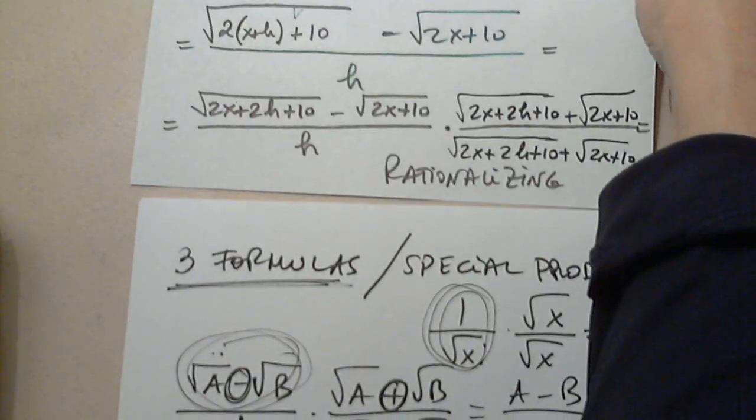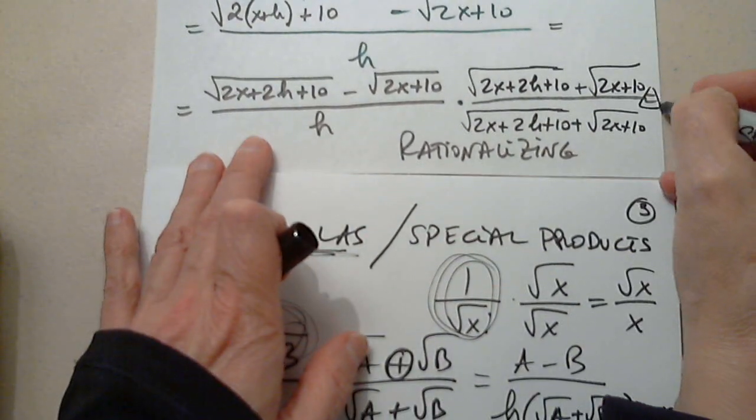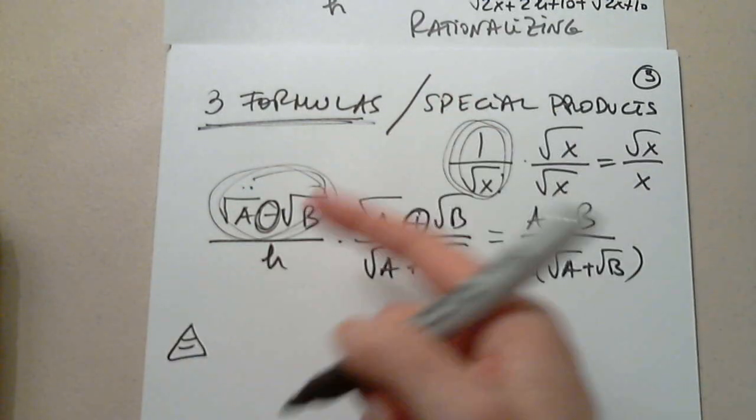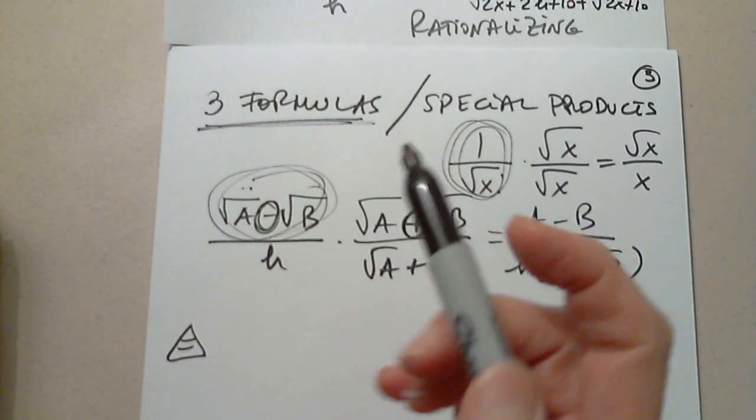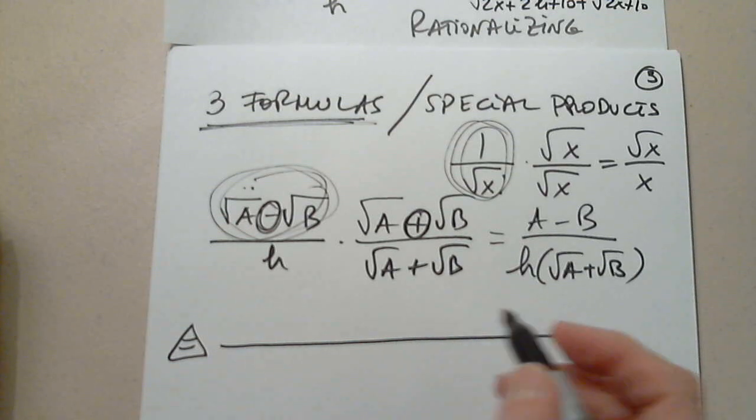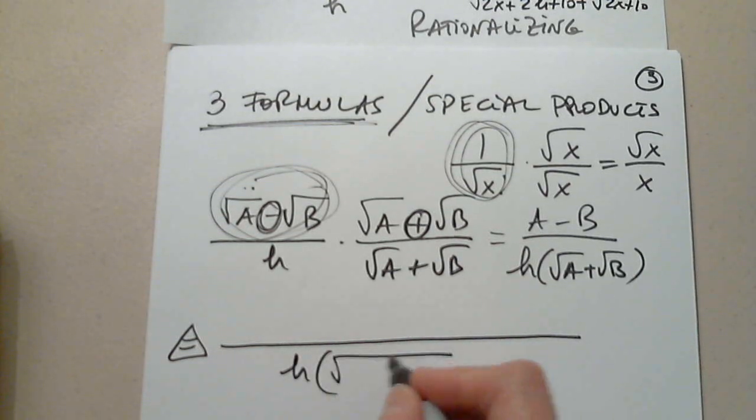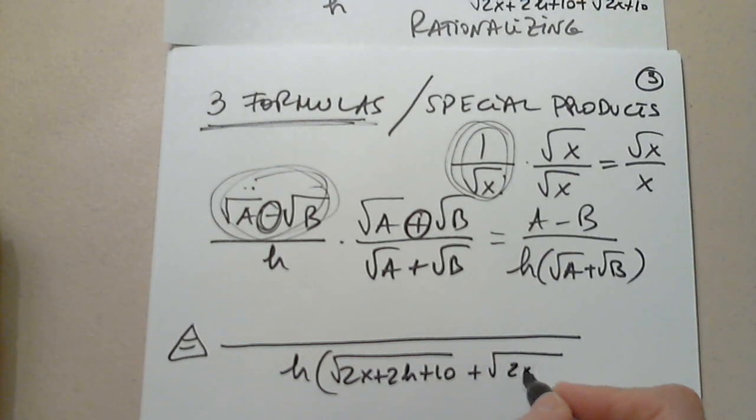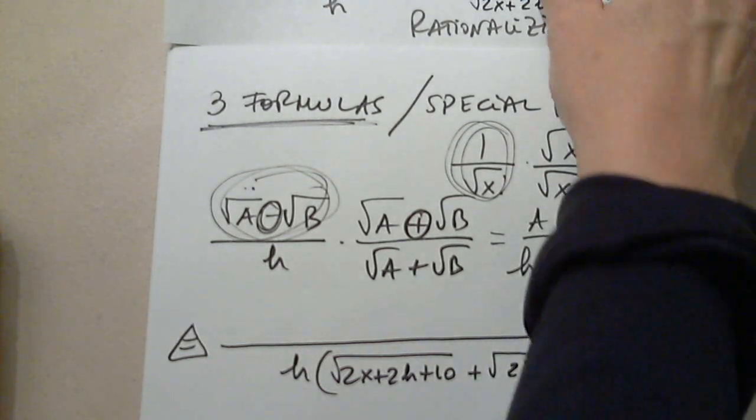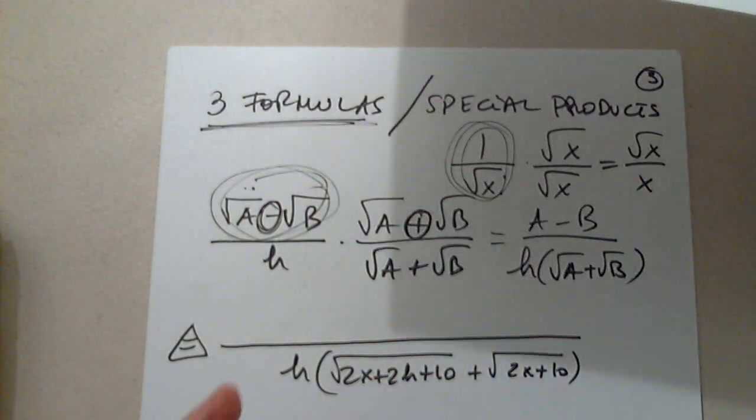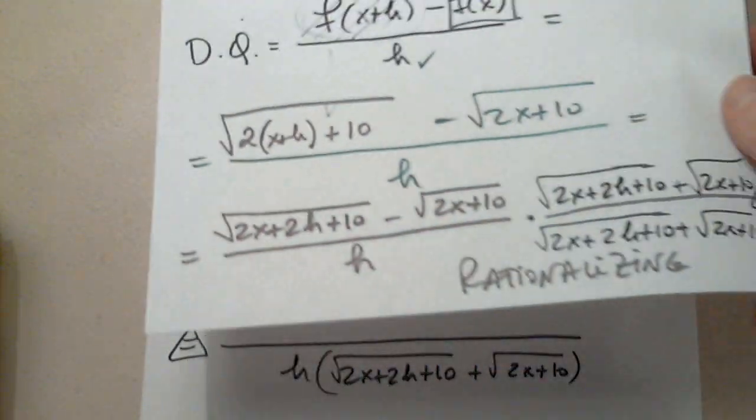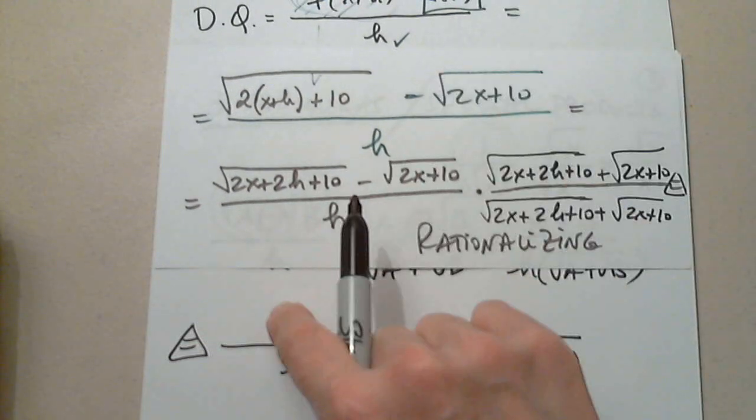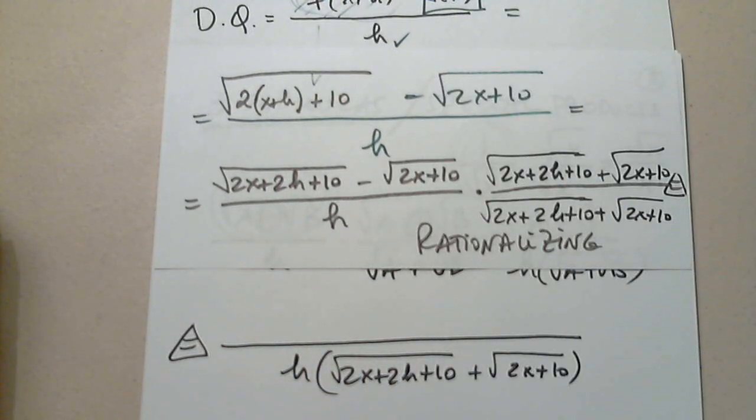Good. Of course, you know me. I don't want to copy, not because I'm lazy, but I just don't want to waste time. So the denominator is h times the square root of 2x plus 2h plus 10 plus the square root of 2x plus 10. Now, can anyone give us the numerator? Can anyone multiply this by this and tell us what to write at the top?